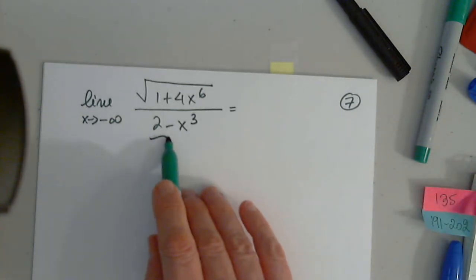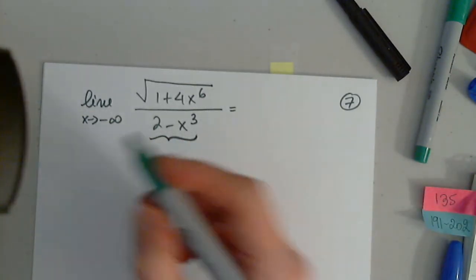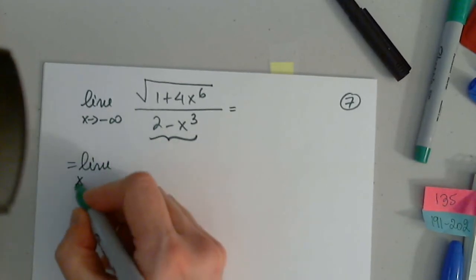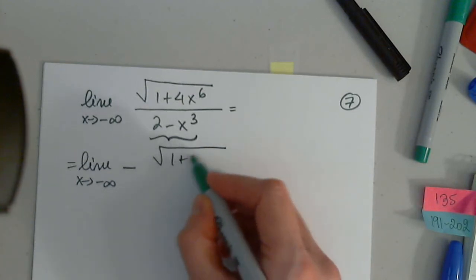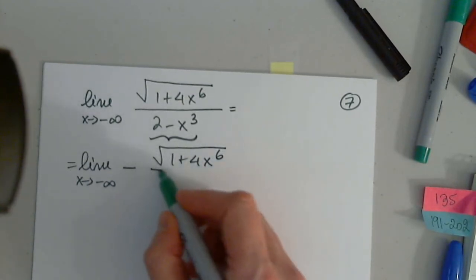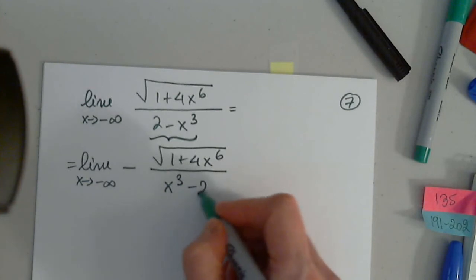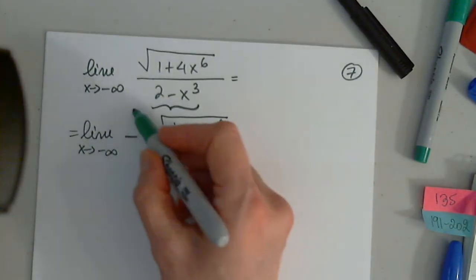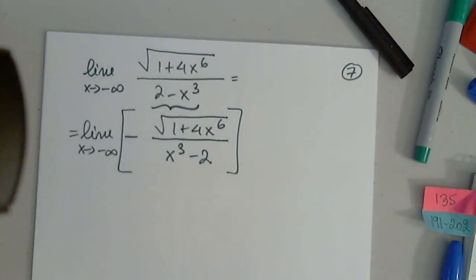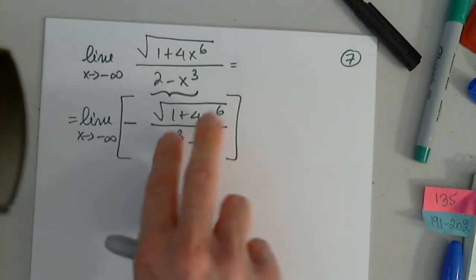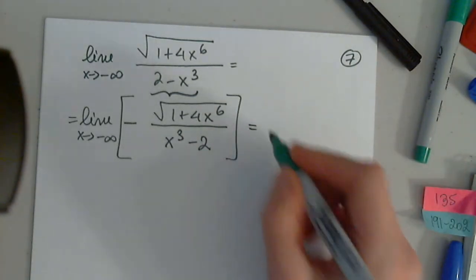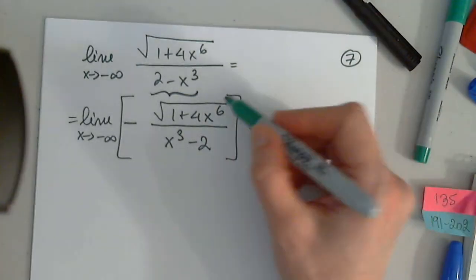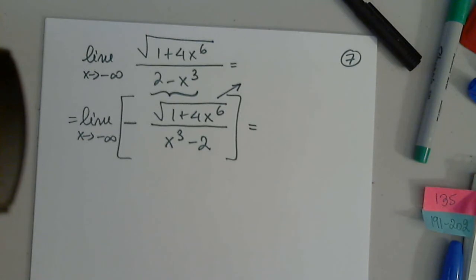But I don't like the way that this is twisted. So I'm going to rewrite it as limit as x approaches negative infinity, the square root of 1 plus 4x to the sixth divided by x cubed minus 2. Yes, I should have put it in the correct order as well. And now we plug it in. So where does the numerator go when x approaches negative infinity?